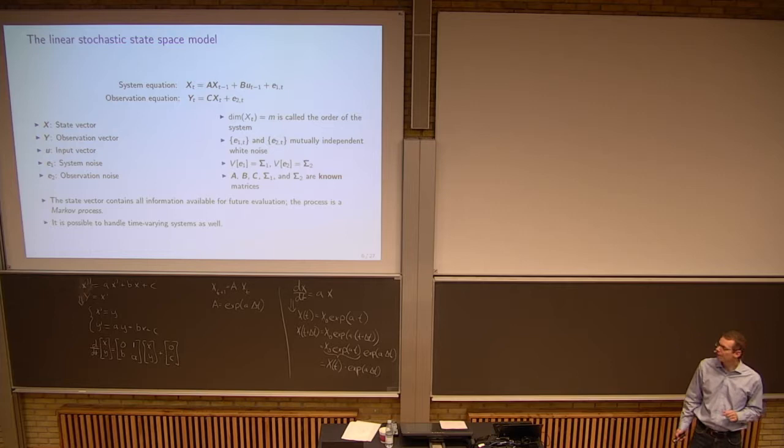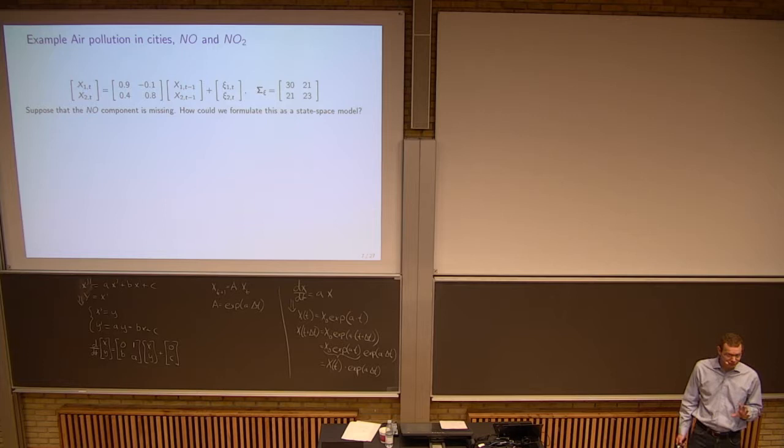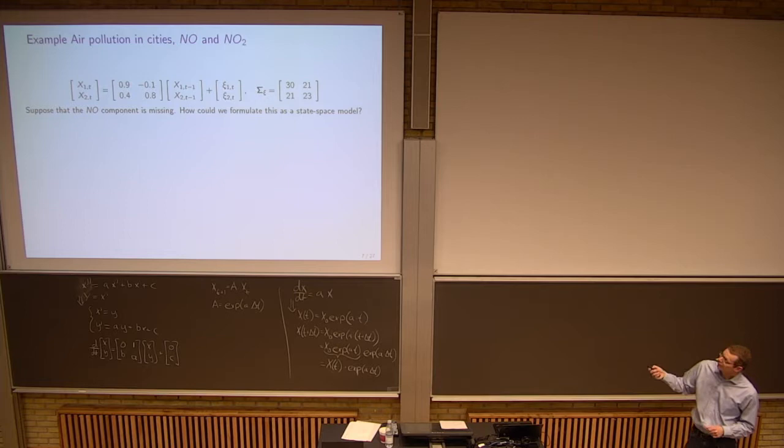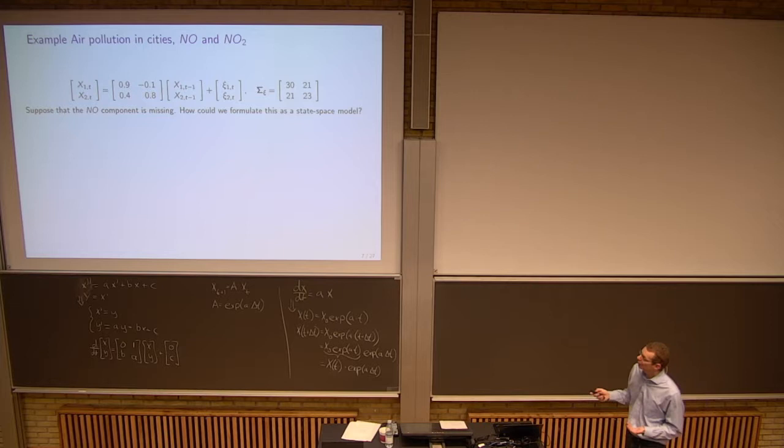Let's return to an old example, the air pollution case, where we have nitrogen oxide and nitrogen dioxide as our two states that we observe. And we estimated this model. Now, one of the questions that we had then was, what if we do not observe NO? What do we do then?